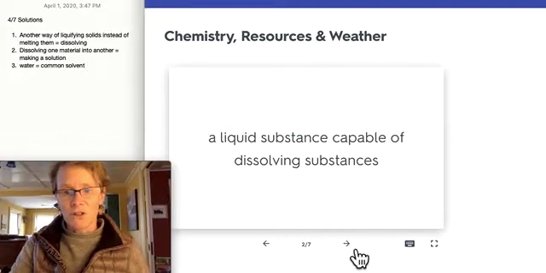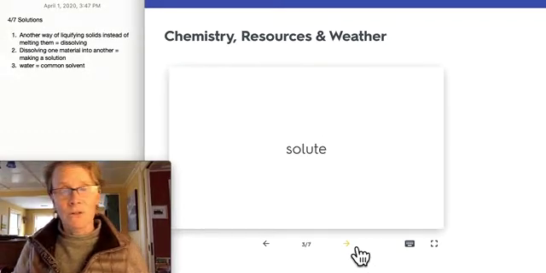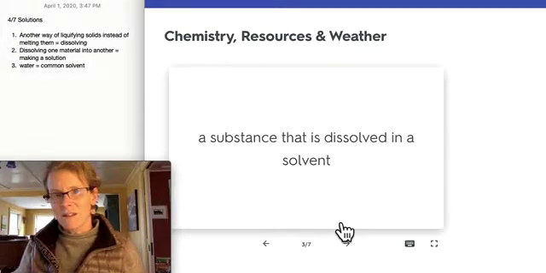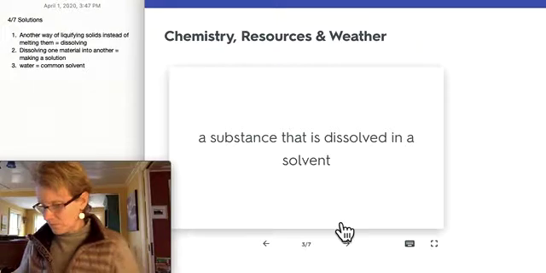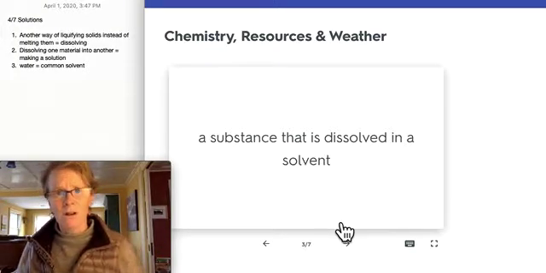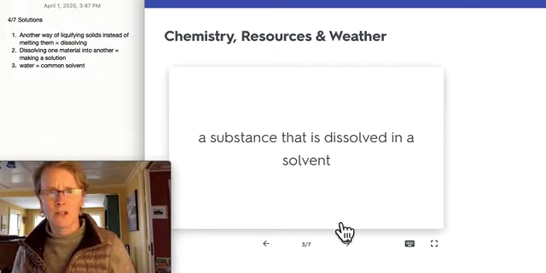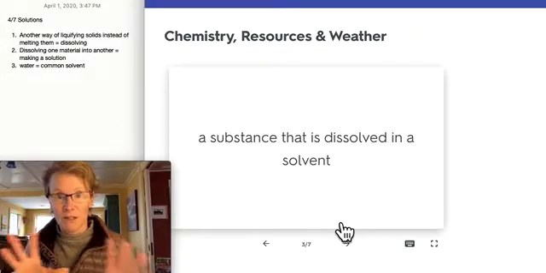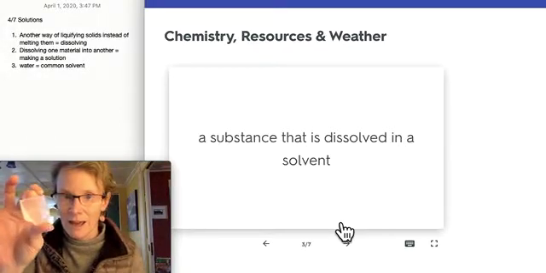The opposite of a solvent is a solute. Can you say solute? Great. And a solute is a substance that is dissolved in a solvent. Other substances can be dissolved in water, and you know that water can dissolve a lot of things in it. You've heard of mineral water. That means that it has all different types of dissolved minerals in it, including halite.